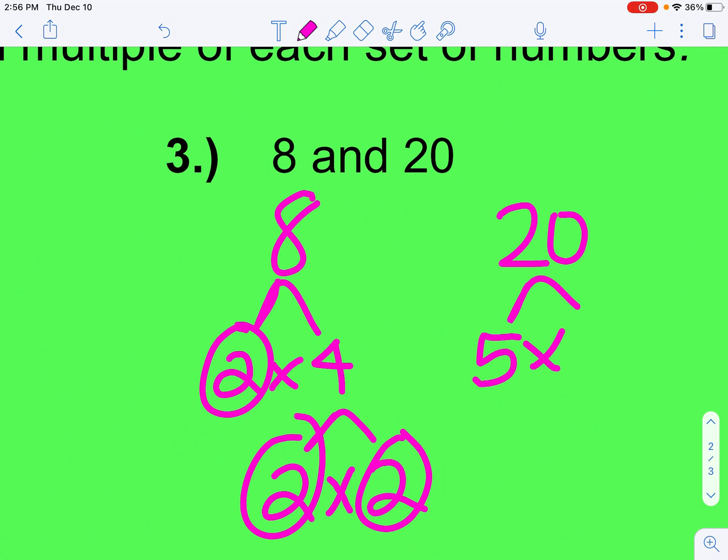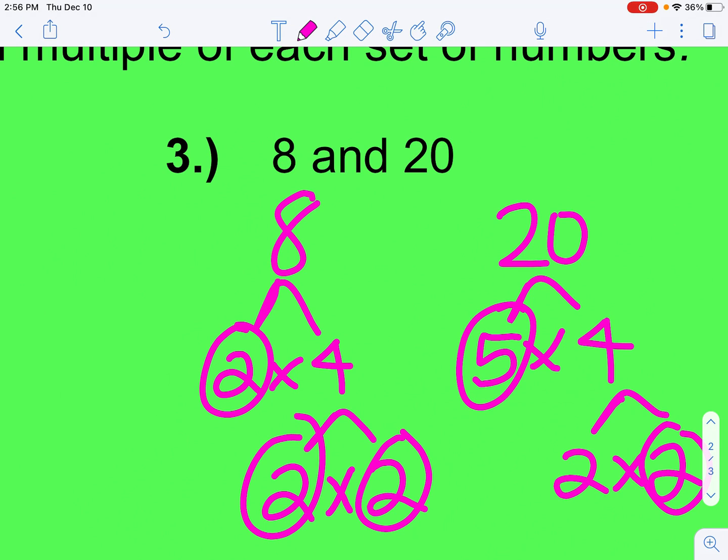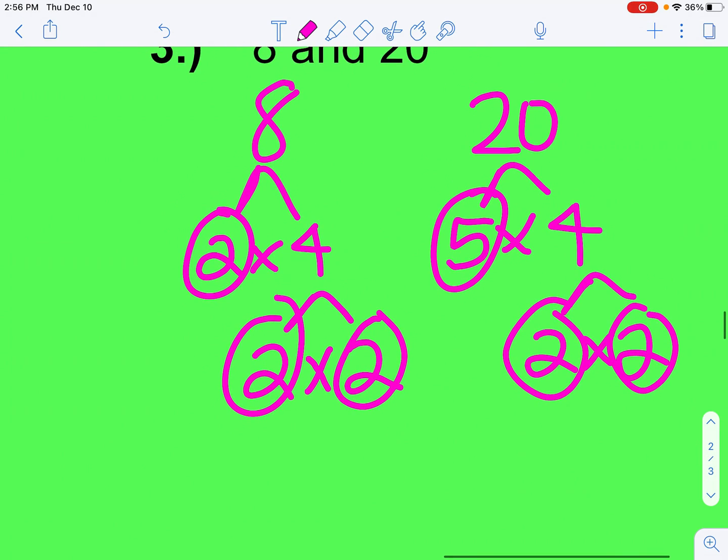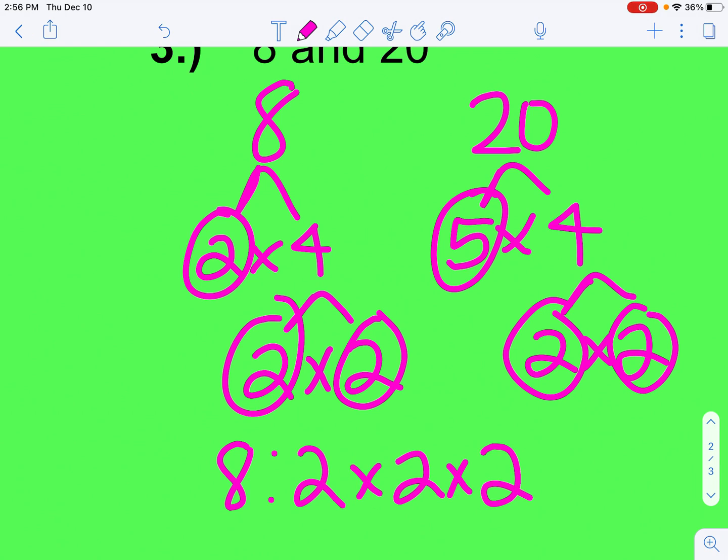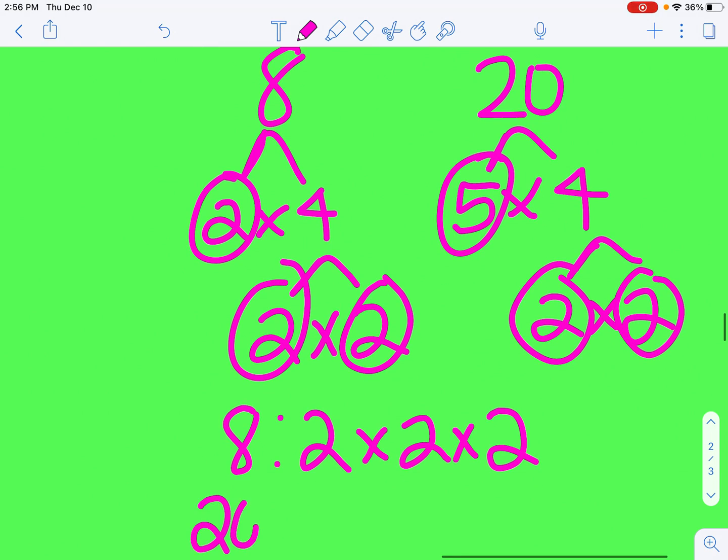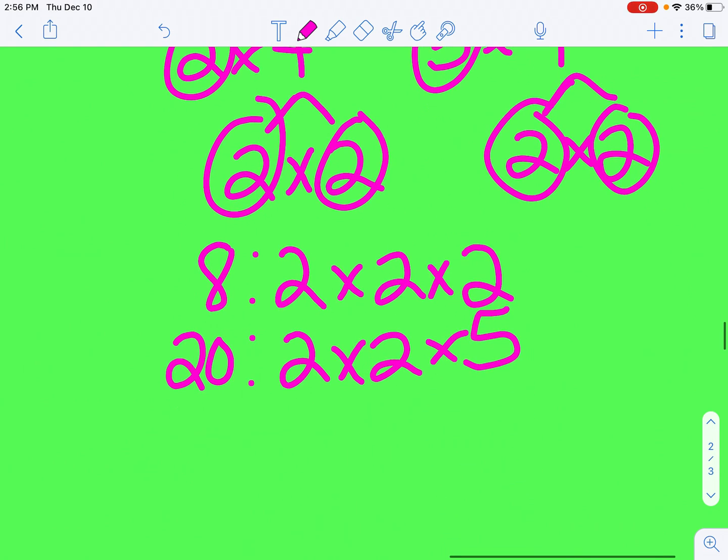Then with 20, 5 times 4 gives us 20. 5 is prime, 4 is not. 2 times 2 gives us 4. Alright, so let's write these out. 8 was 2 times 2 times 2. 20 was 2 times 2 times 5.